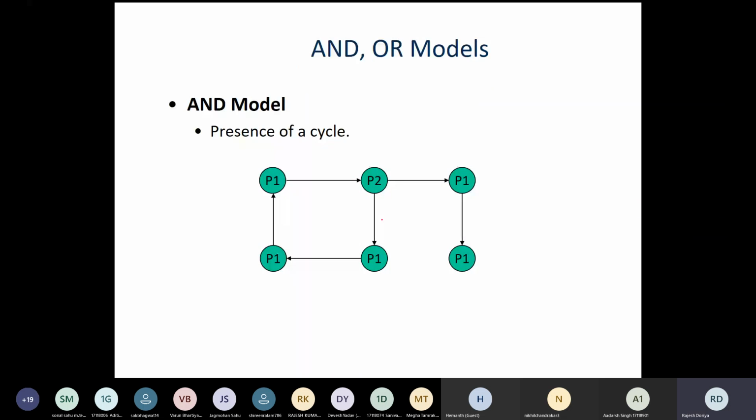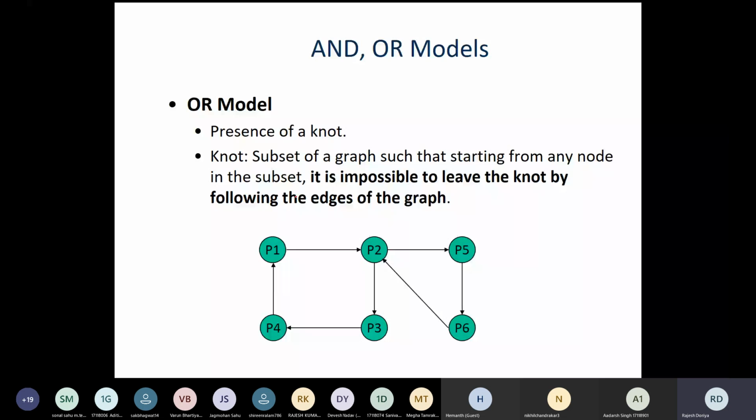So let us see in the AND model, again, we can see that there is a cycle between P1, P2, P3 and P4. This is P3 and this is P4. Okay, let us say this is P5 and this is P6. So there is a cycle between P1, P2, P3 and P4, and this is a particular example of an AND model. And now we are going to see an example of the OR model. So in the case of the OR model, there is going to be a knot.